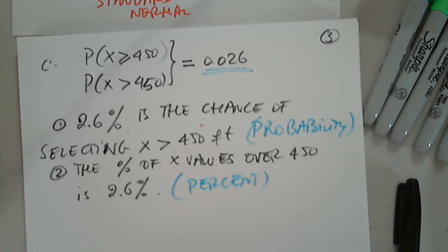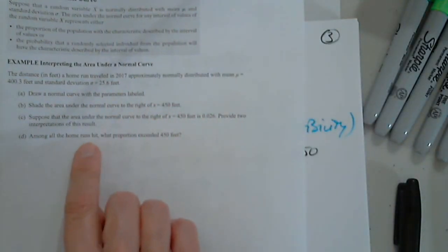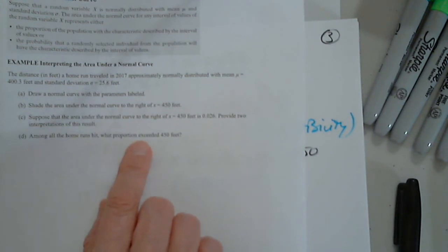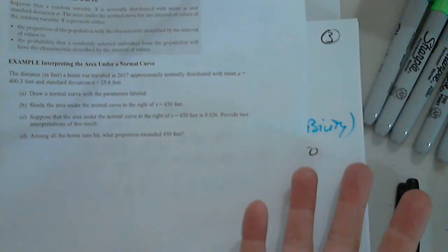Okay, I think there was part D. Among all the home runs hit, what proportion exceeded 450? That's it.